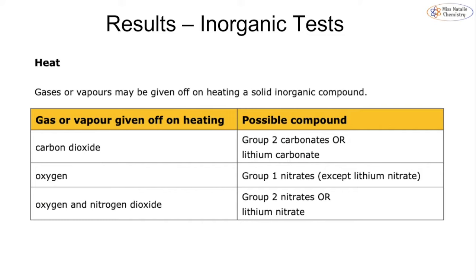We can look at heat and what happens when we decompose some of these compounds. So we would be looking at the thermal decomposition and looking to identify either carbon dioxide, oxygen, or oxygen and nitrogen dioxide, and that would tell us what carbonate or nitrate we potentially have.